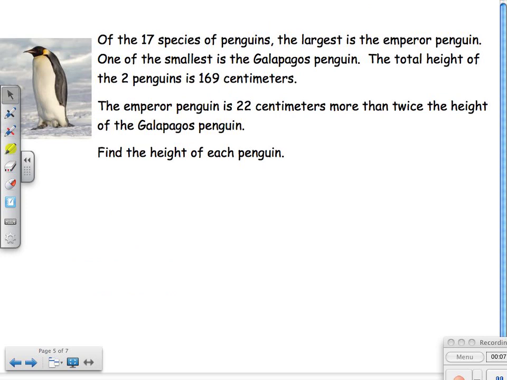Okay, here we have a little word problem. We knew we were going to get some of these in this kind of chapter. Of the 17 species of penguins, the largest is the emperor penguin. One of the smallest is the Galapagos penguin. The total height of the 2 penguins is 169 meters.